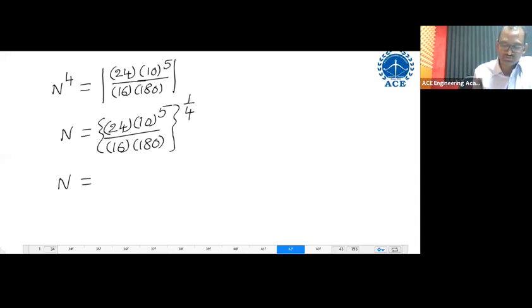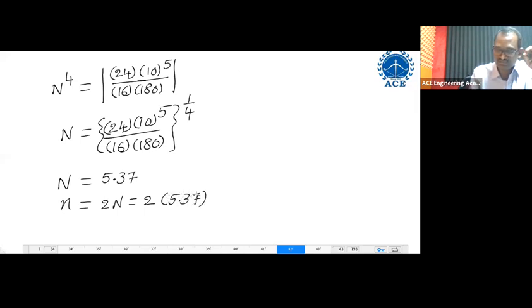Has anybody found? Very good. 5.37 is correct. Small n means number of subintervals. So small n is 2 into 5.37. Tell me this value. Very good, 10.745.